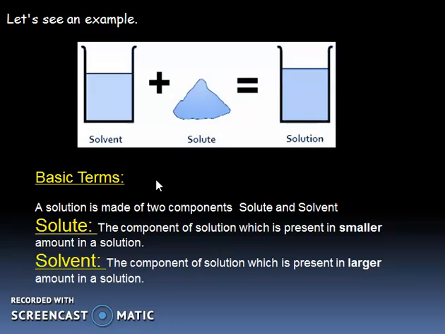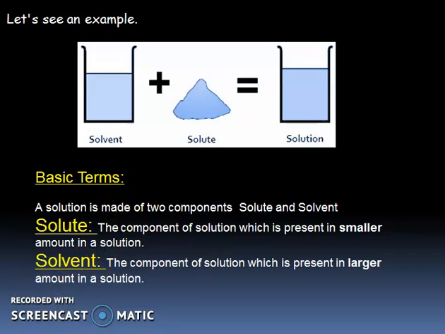When you look at the diagram, here we have a solvent in a beaker and a solute. When we put the solute in the solvent, if it is dissolved properly and we cannot see any particle in it, we can call it the resulting solution. If it contains particles and we can see them, we cannot call it a solution.